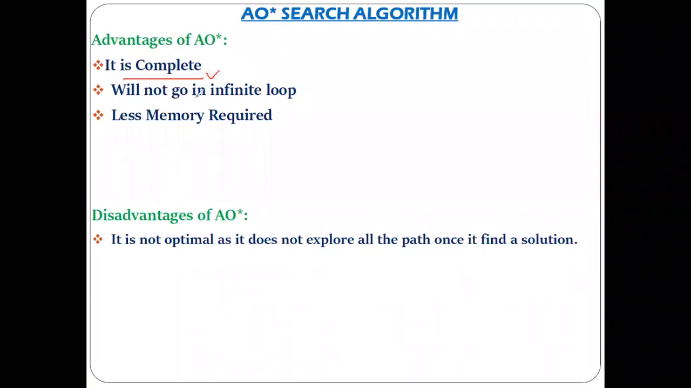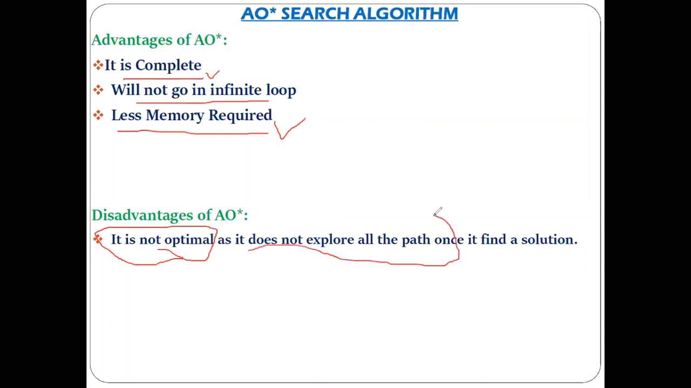It is complete. Is it taking us into an infinite loop? No, it will not go into an infinite loop. Does it require less memory? Yes. One disadvantage is what? Is it optimal? No, we have proved it is not optimal. Why is it not optimal? Because it does not explore all the paths once it finds a solution.